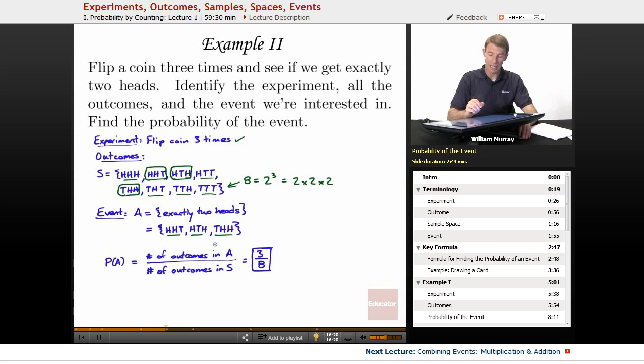Finally, the probability of that event is just the number of outcomes in A, which is 3, divided by the number of outcomes in S, which is 8. So that's where we got the probability being 3/8 there.